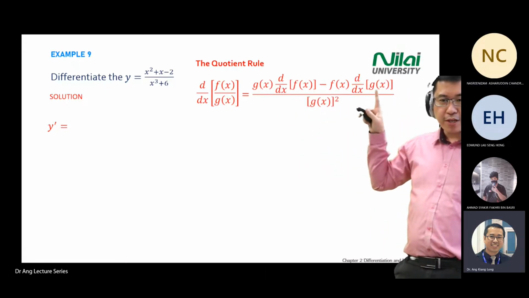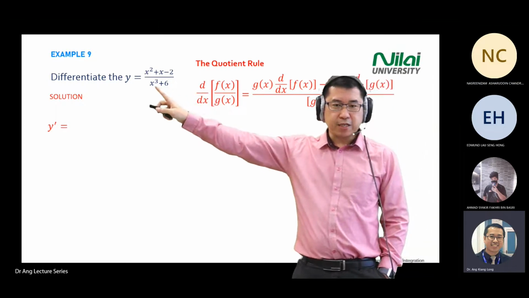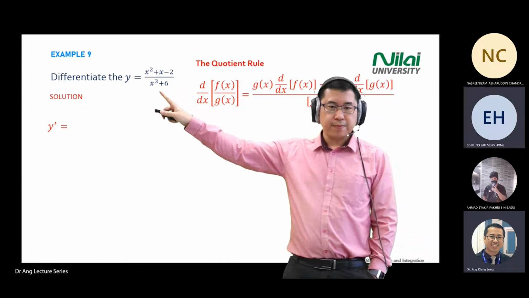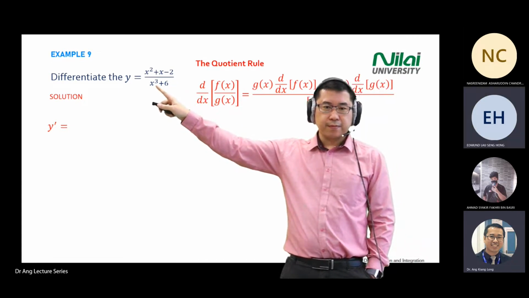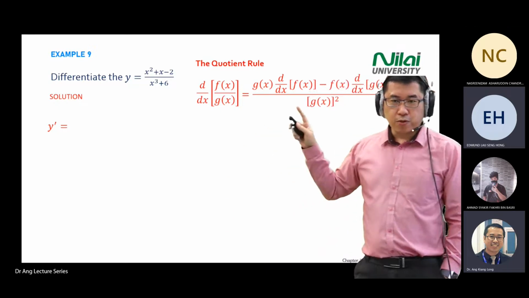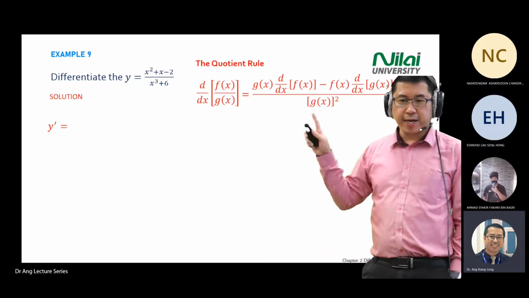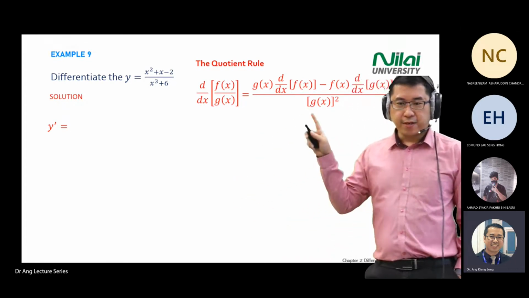You do differentiation of g(x). What do you get if you differentiate x power 3 plus 6? What do you get, Edmund? 3x power 2. Then this one equal to 0. Correct. So the next step is just substitution of the answers given by Nizam and Edmund. The rest is just substitution.